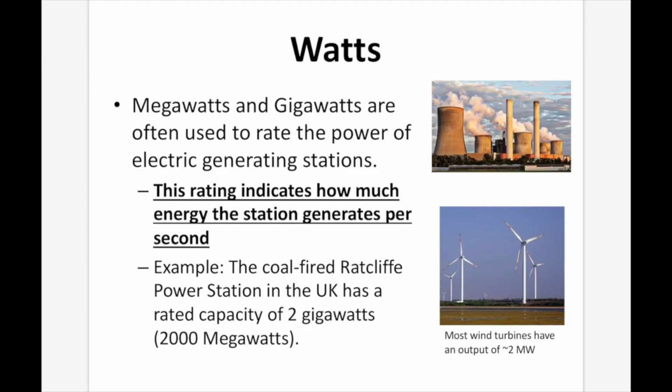Megawatts and gigawatts are often used to rate the power of electric generating stations. This rating indicates how much energy the station generates per second. So for example, the Ratcliffe coal-fired power station in the UK has a rated capacity of 2 gigawatts or 2000 megawatts. So it's going to produce 2 gigawatts of electricity. In other words, 2 gigajoules of energy per second.